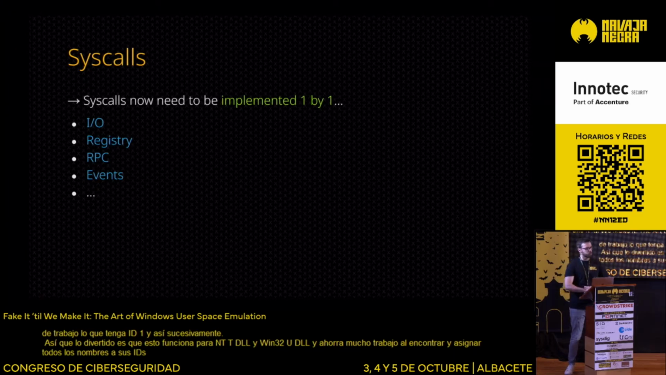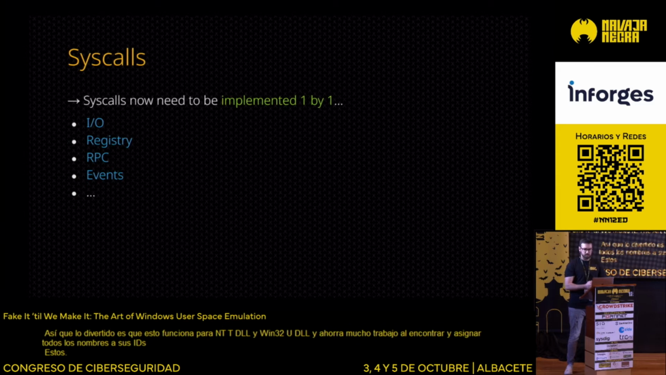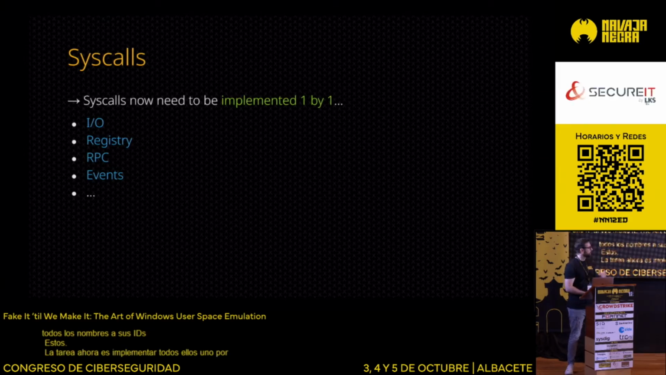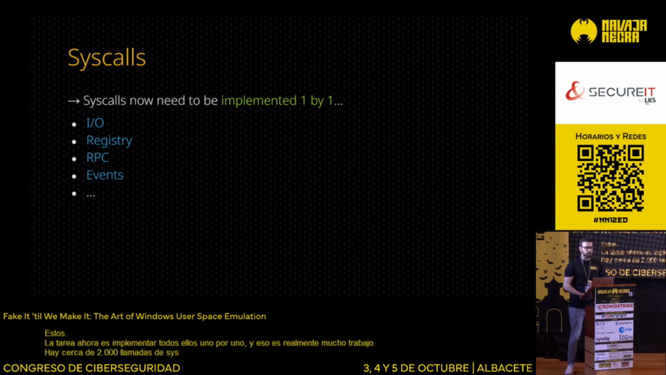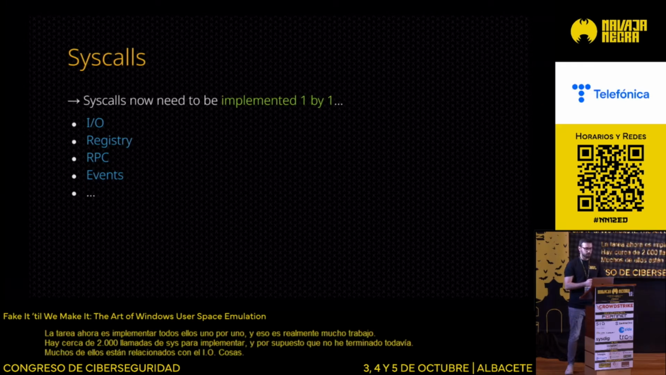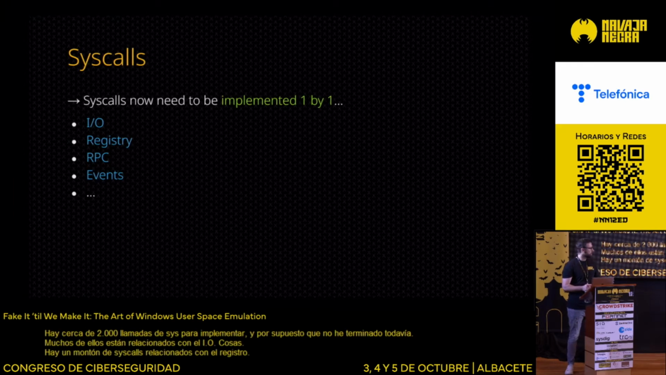The real task now is to implement all of them one by one, and that's really a lot of work. There are about 2,000 syscalls to implement, and of course I'm not done yet. Many of them are related to the I/O stuff. There are a lot of registry-related syscalls. There is some RPC stuff, some remote process communication syscalls. There's event handling, and there are so many different types of syscalls, and it's really a daunting task, but I'm not going into detail there.